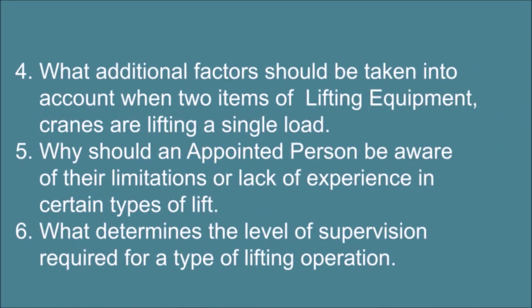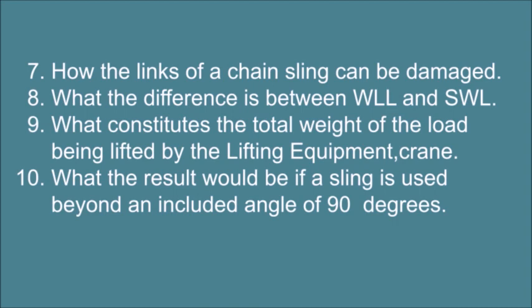4. What additional factors should be taken into account when 2 items of lifting equipment cranes are lifting a single load? 5. Why should an appointed person be aware of their limitations or lack of experience in certain types of lift? 6. What determines the level of supervision required for a type of lifting operation? 7. How the links of a chain sling can be damaged. 8. What the difference is between WLL and SWL. 9. What constitutes the total weight of the load being lifted by the lifting equipment crane? 10. What the result would be if a sling is used beyond an included angle of 90 degrees.